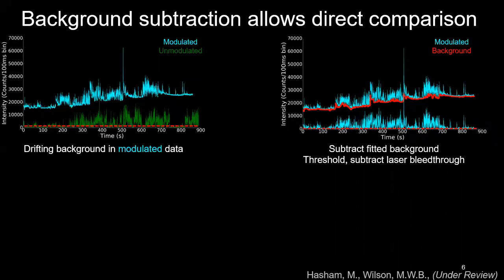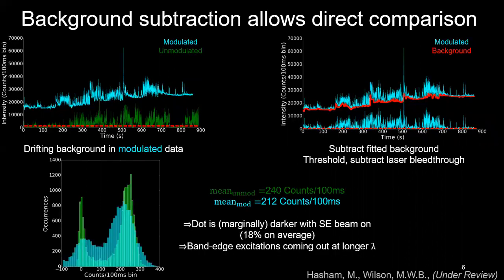Evidence for this working is that when we regenerate the histograms of the intensity distributions, you can see the bimodality is still there. And to really be able to compare properly, what we decided to do is subtract off all of the off counts from each modulated and unmodulated trace, such that the off intensities are centered about zero.